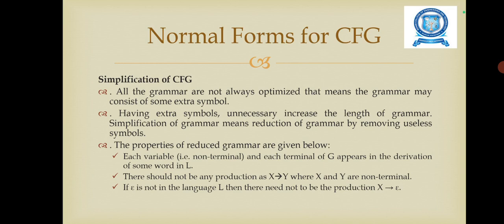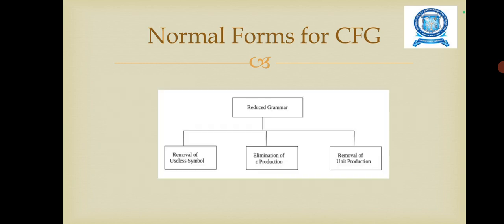Here we have some properties. First property: each variable, that is non-terminal, and each terminal of G appears in the derivation of some word in L. There should not be any production X tends to Y where X and Y are non-terminals. If epsilon is not in the language, then there need not be the production X tends to epsilon. Next we are going to see the different types in the reduced grammar. There are three types: removal of useless symbols, elimination of epsilon production, and removal of unit production.